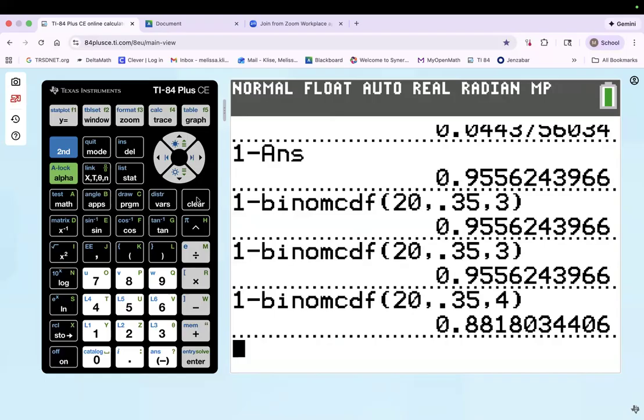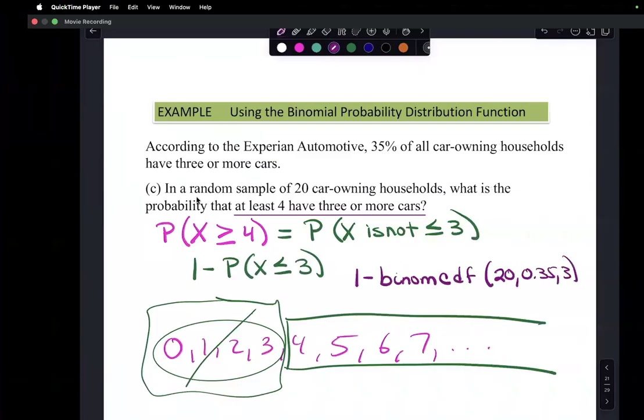Okay. Questions before I move on? It's a sad thing. I can play with the calculator all day. I won't, but I could.